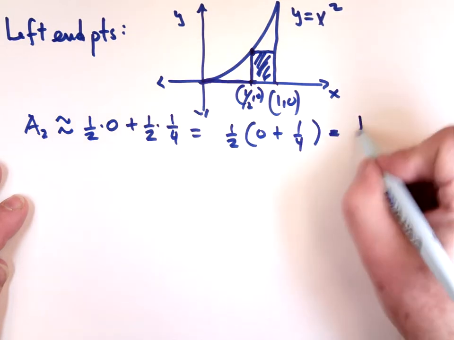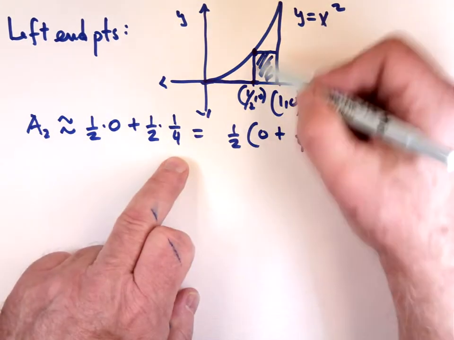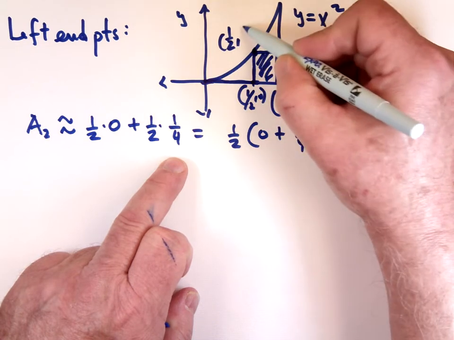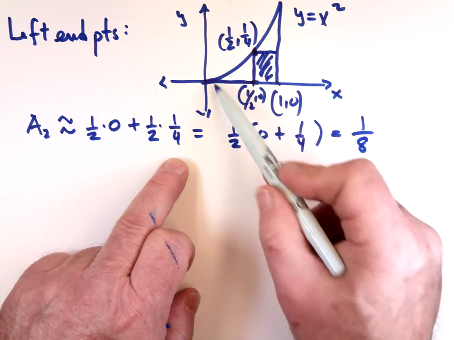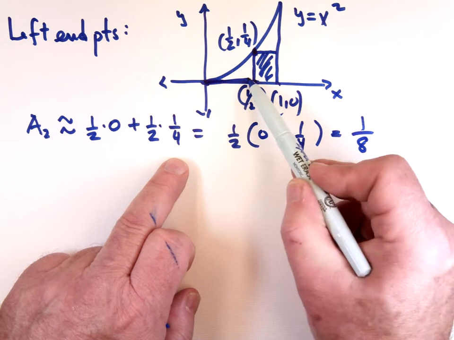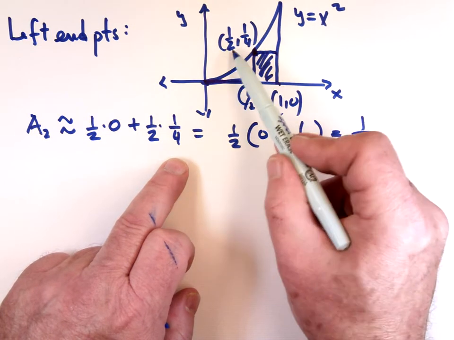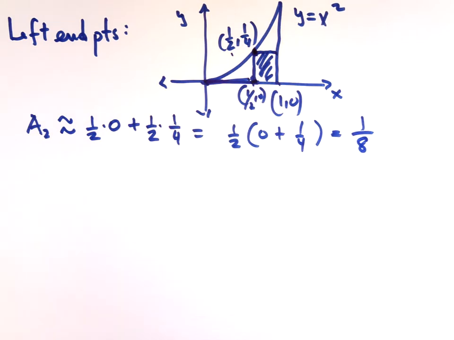The 1/4 is this height right here. This point is 1/2 squared, which is 1/4. And that's the height of the second rectangle. The first rectangle has a height of 0 because I'm using the left endpoint. So that height is 0. This height, the second rectangle, is this here, which is the value of the function at 1/2, which is 1/4. But how do you know it's going to be a half? I'm dividing it up into two equal pieces. So I'm going from 0 to 1 and taking right in the middle, 1/2. So that area is 1/8.